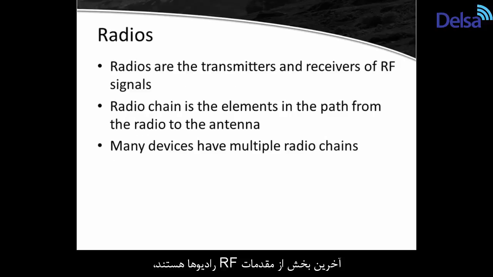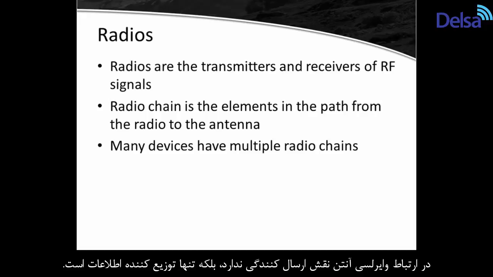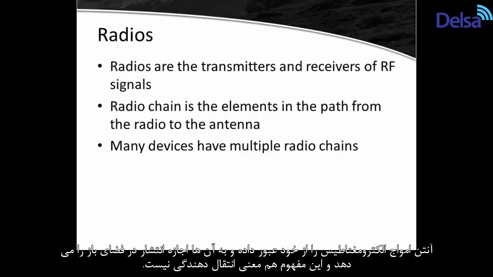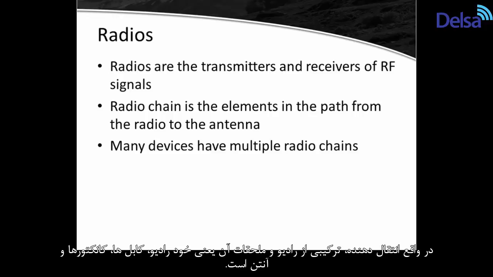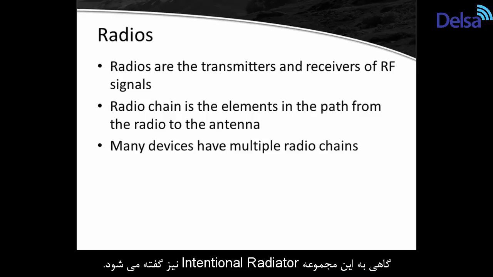Now, the last thing I mentioned for RF basics is the radios. So the radios are the transmitters and receivers of RF signals. The antenna is not actually the transmitter. The antenna is the radiator. The antenna simply allows the electromagnetic waves to go out of it into free space and propagate, but it's not the actual transmitter. The transmitter, you could say, is the entire radio chain, the combination of the radio, any cables or connectors, the antenna, all of it together become a transmitter. It's also called an intentional radiator.